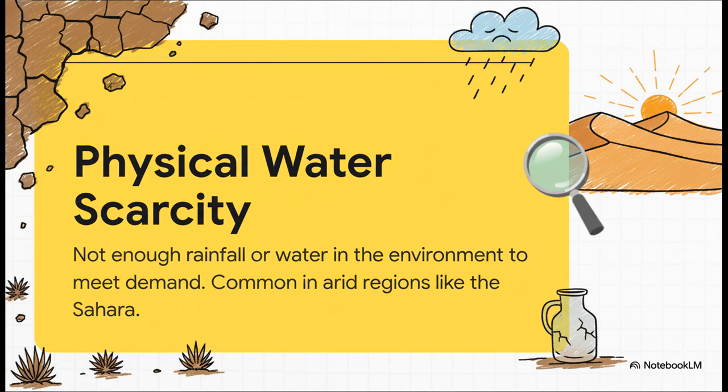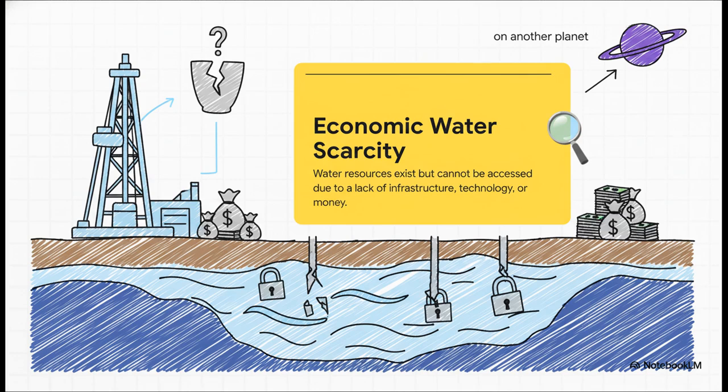So, physical scarcity, that's a problem of nature, right? Think about super dry, arid places like the Sahara Desert. There's just not enough rain or natural water sources to meet everyone's needs. It's a simple case of supply and demand, dictated by the environment. But economic scarcity, man, that's a totally different story. That's a human-made problem, and it affects over 1 billion people. Imagine this. The water is right there, maybe deep underground in an aquifer. But if you don't have the money for drills, for wells, for pipes, for all that infrastructure, that water might as well be on Mars. The resource is there, but poverty puts a wall around it.